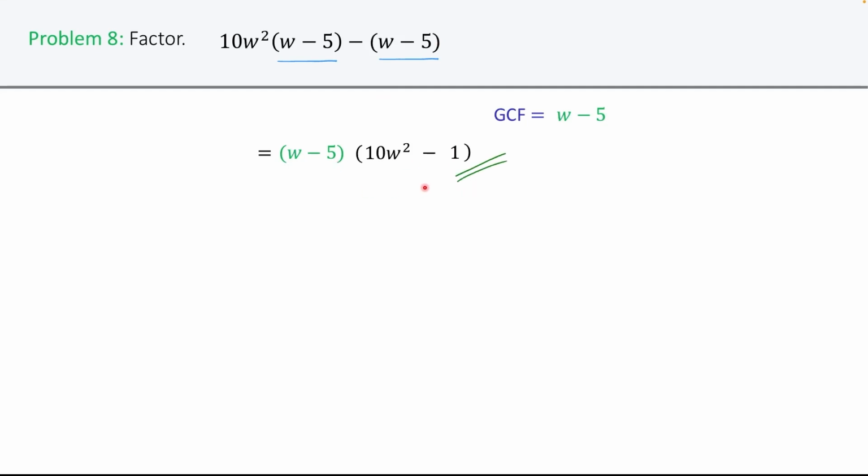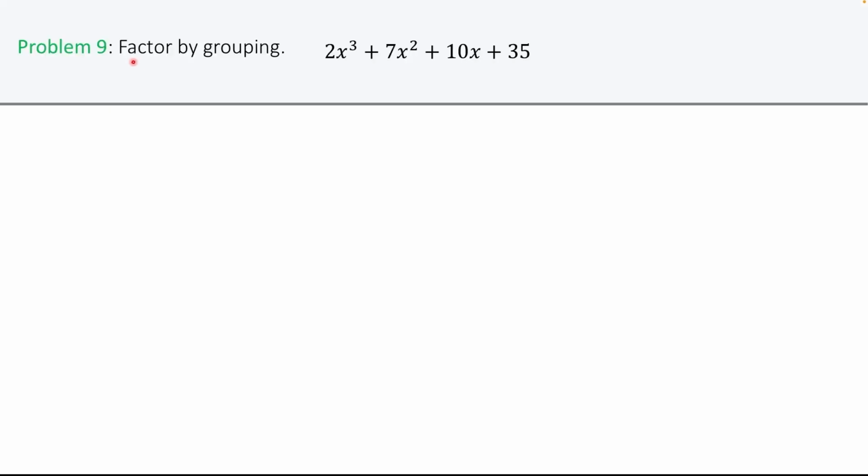You've factored the expression. Next, factor by grouping. Problem 9. Factor by grouping. 2x cubed plus 7x squared plus 10x plus 35. This polynomial has 4 terms. If a polynomial has 4 terms, then we factor it by grouping. Form 2 groups. These 2 terms in one group, and these 2 terms in the other group.